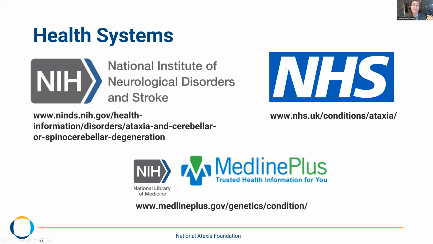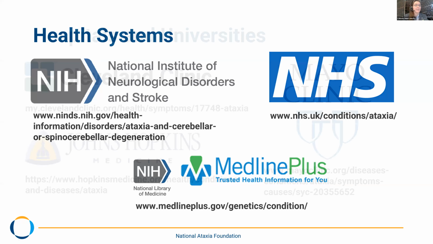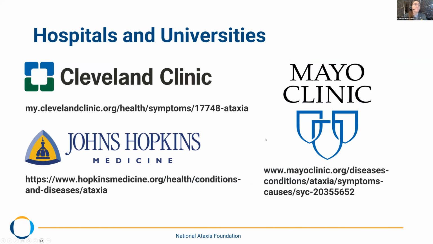Also, in the UK, the NHS has great information available about ataxia. There's also different hospitals and universities that have information about a variety of different conditions, but here are some links to the ataxia-specific resources. So for example, the Cleveland Clinic has great resources, so does Johns Hopkins, as well as the Mayo Clinic. So these are some places to get started.